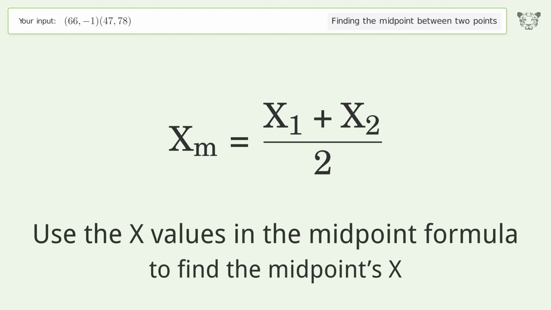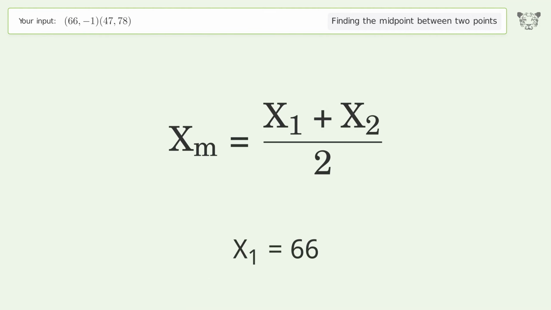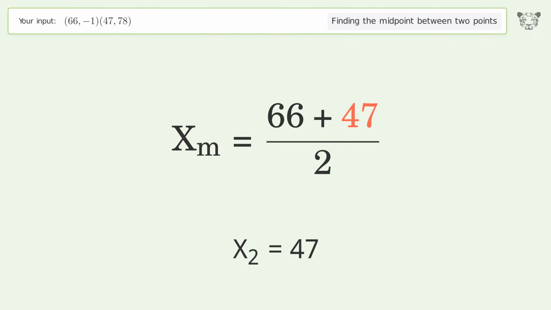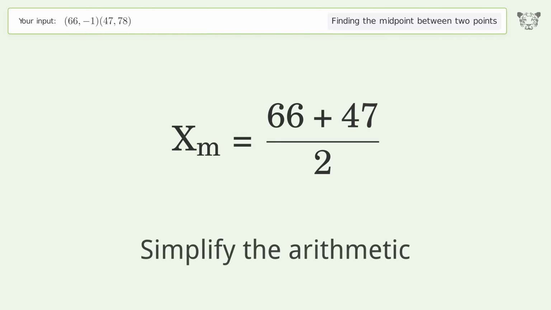Use the x values in the midpoint formula to find the midpoint's x. x1 equals 66, x2 equals 47. Simplify the arithmetic.